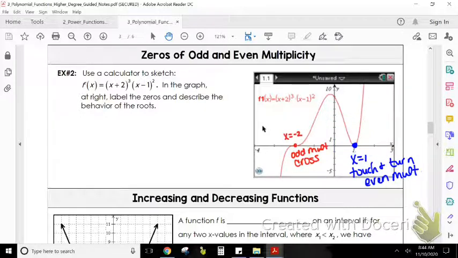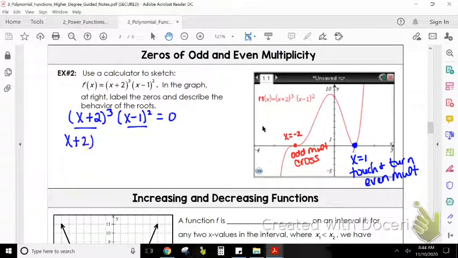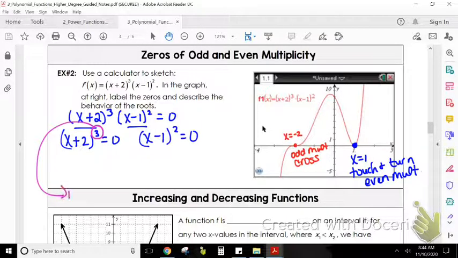Now let's go back to the equation to see how the equation would have told us this. Notice, if I set this equation equal to 0, I would have x plus 2 cubed times x minus 1 squared equals 0. Because these are being multiplied, we're going to set them each individually equal to 0 and solve. When you get this, you don't have to write it out 3 times or 2 times. That exponent gives us the multiplicity. So our exponent tells us we're going to have multiplicity of 3.